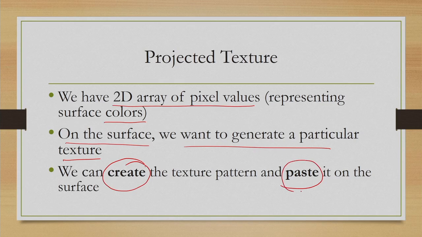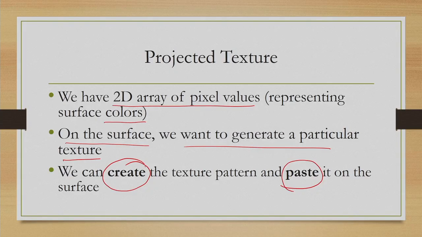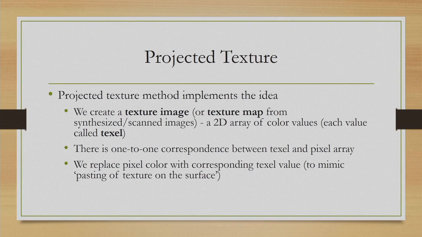So, 2 things are involved here. One is we already have a pixel grid with values that represents the colored surface without texture. Now, we are separately creating a texture pattern and pasting it on the pixel grid or the color values that are already computed using the lighting or shading model. Now, this projected texture method, that means creation and pasting of texture on the surface, can be done using a simple technique.